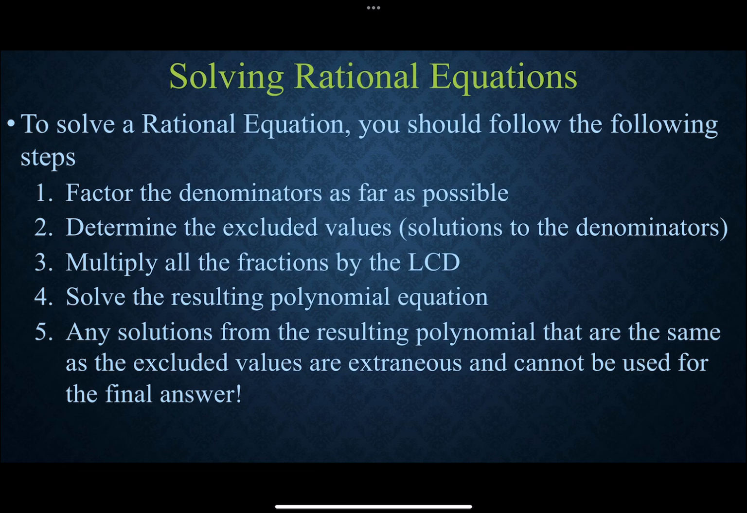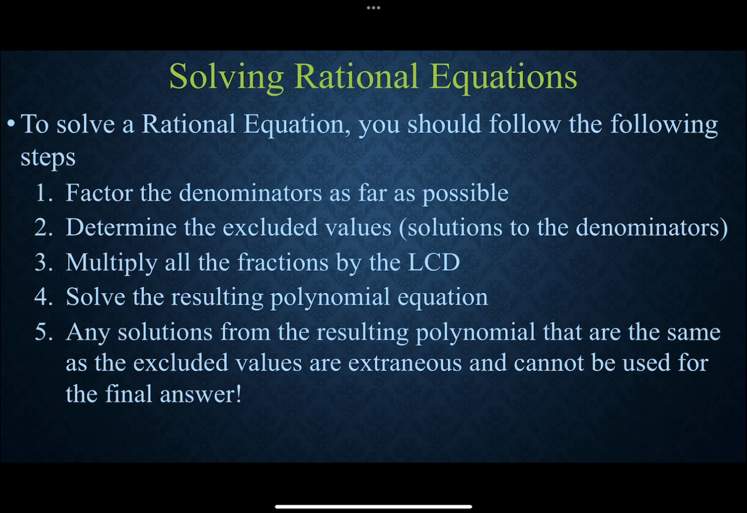We do want to also determine the excluded values, the solutions to the denominators. Because if we say, for example, x can equal 4, and we eventually solve and get x equal 4, well, then that's not possible. Once we have everything factored, once we determine our excluded values, we're multiplying all the fractions by that least common denominator to make sure we just clear out our denominators and solve the resulting polynomial equation. But we do need to check all of our answers versus the excluded values, because anything that is the same as the excluded is extraneous, is not part of the final answer.